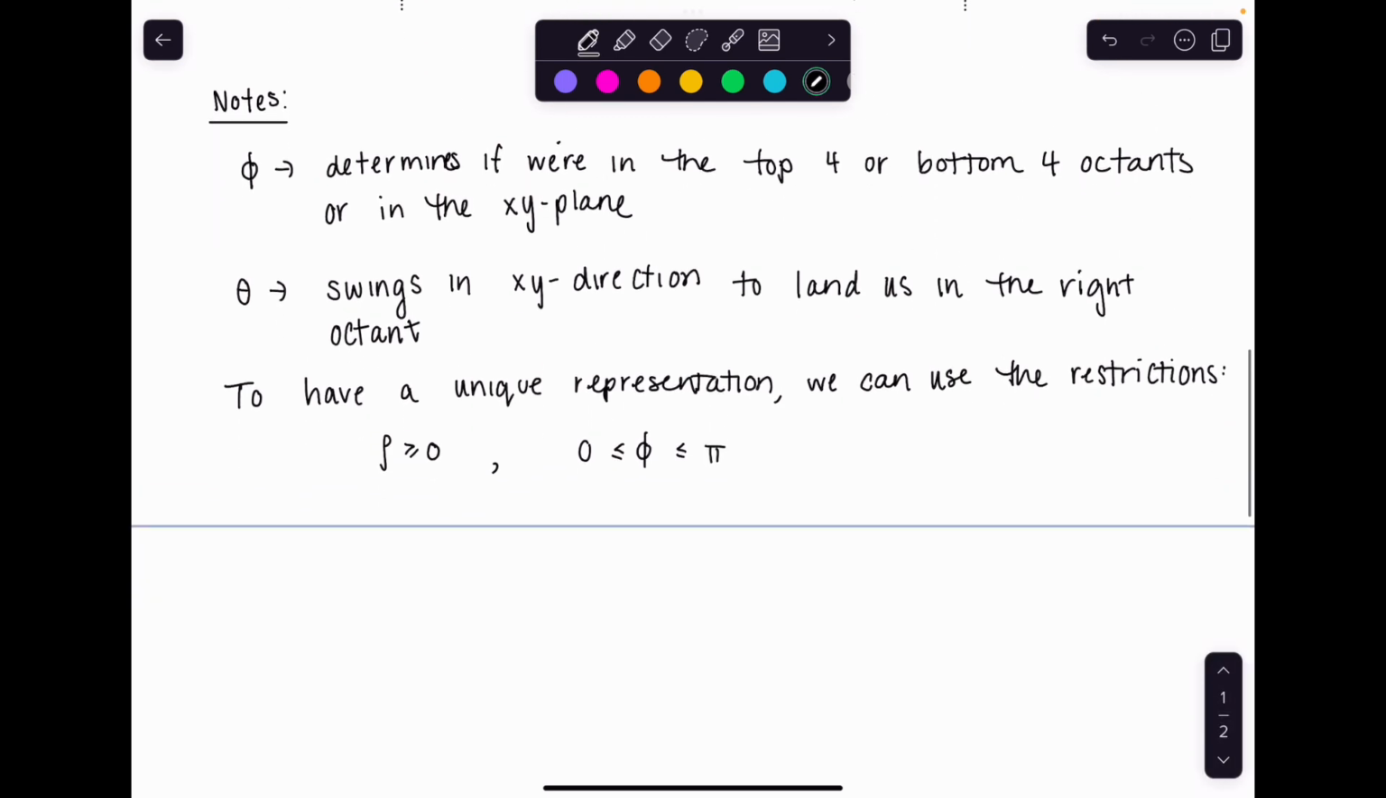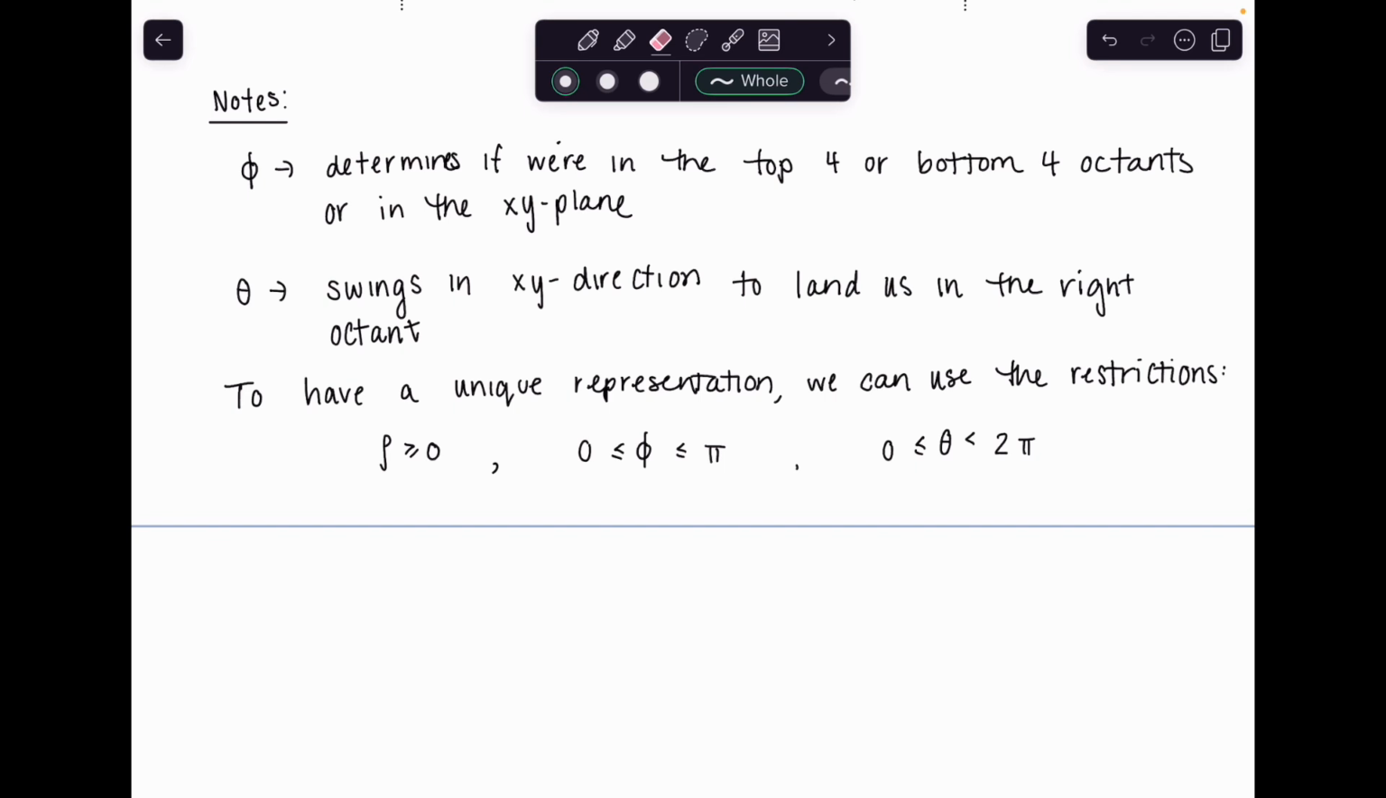So iPad's acting up. There you go. And then last but not least, theta is still that same angle. We're going to restrict that to be between 0 and 2 pi. And I really don't even need the equal to here because 2 pi would land me right back at the start.